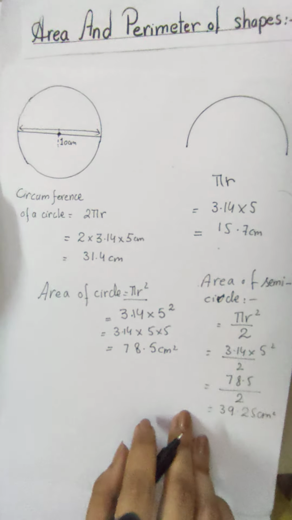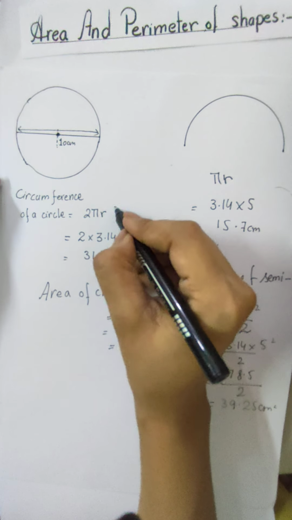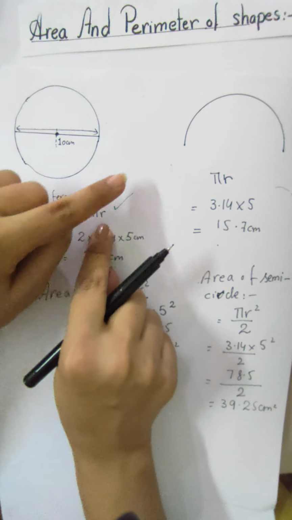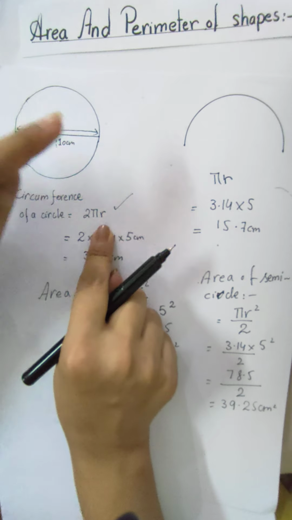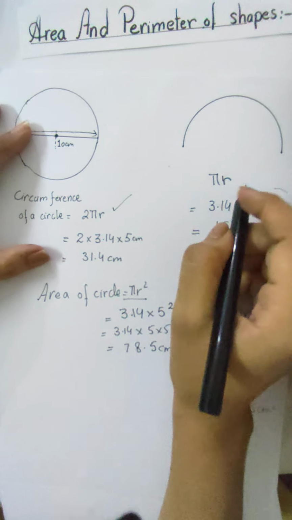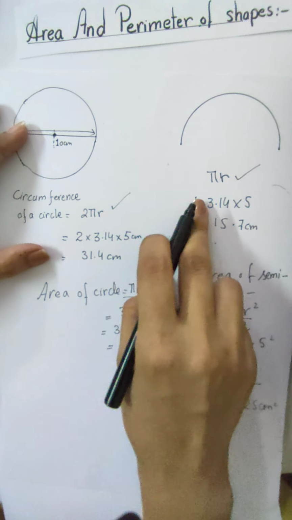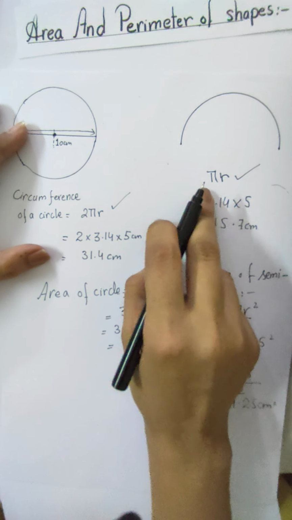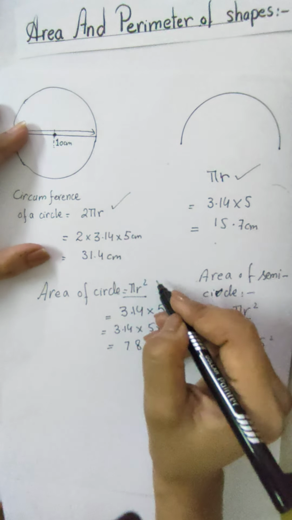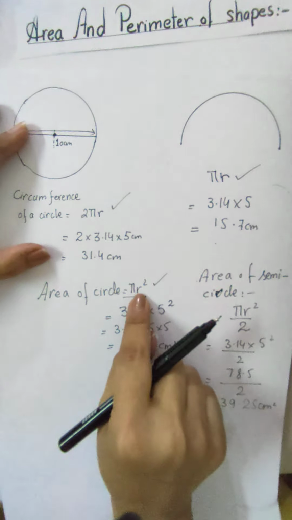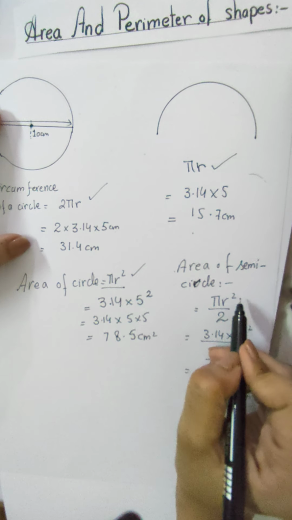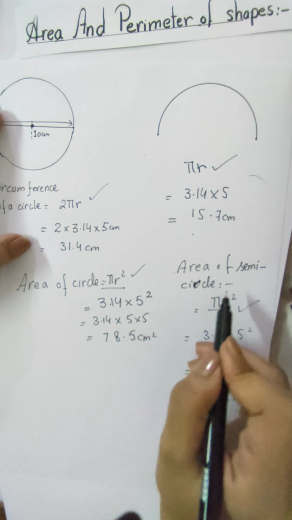So today we learned how to find out the area as well as the perimeter of the shape. With the help of this formula you can find the complete circumference of a circle, and with the help of this you can easily find out the circumference of a semicircle. And this is the formula to find the area of a complete circle, and this is the formula to find the area of a semicircle.